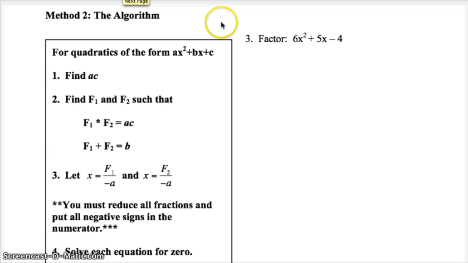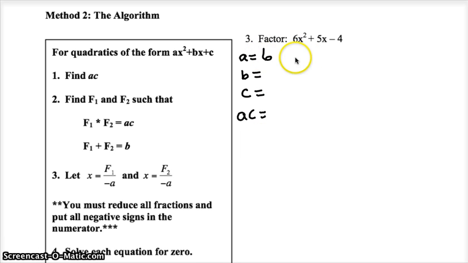On the side of your paper, you'll see the outline for the algorithm. The first step is going to be identify all the pieces that we've got. So let's go ahead and identify our A, our B, our C, and for the algorithm we're going to need to find AC, which is the A value multiplied by the C value. So for the first problem, A is 6, B is 5, C is negative 4, which makes our AC negative 24.